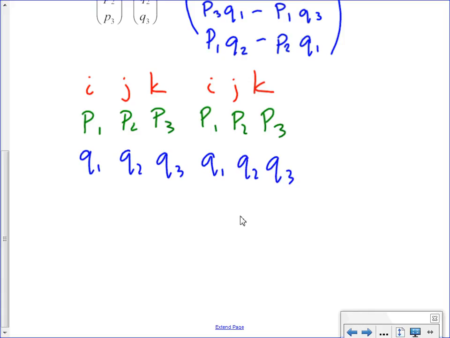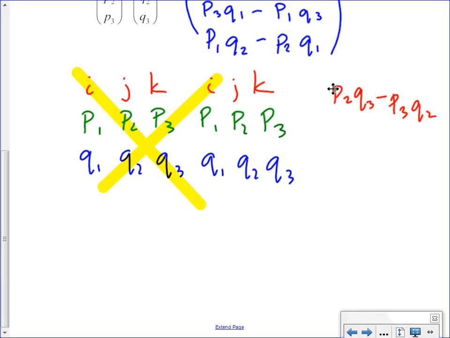It's a cross product for a reason. So the i component goes like this. To find the i component, you go across this way and across this way. You see it? So the i component would be P2 Q3 minus P3 Q2.